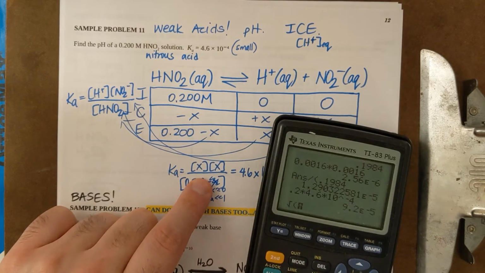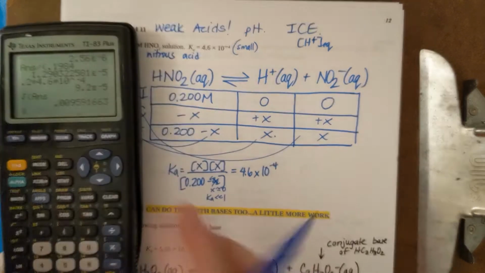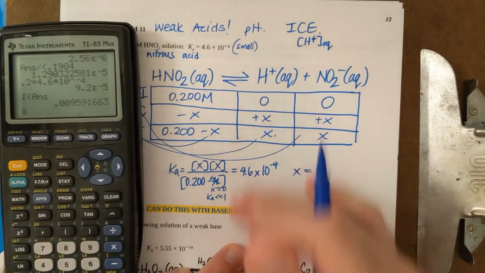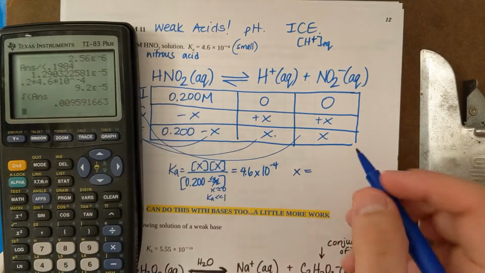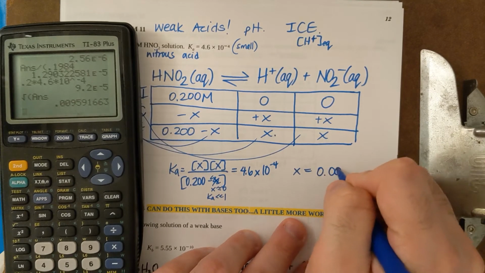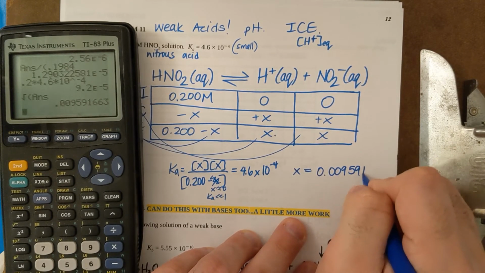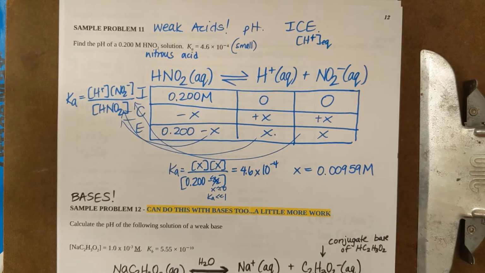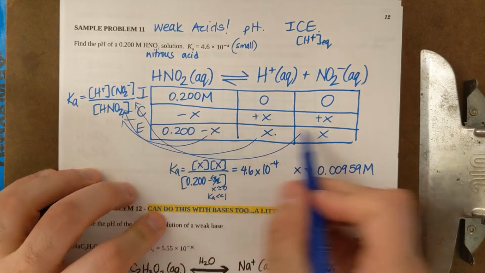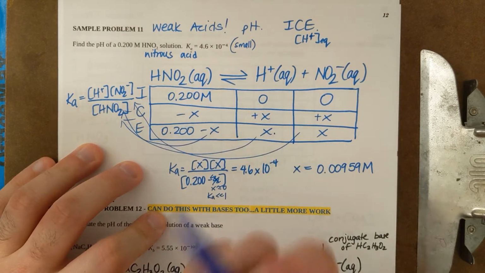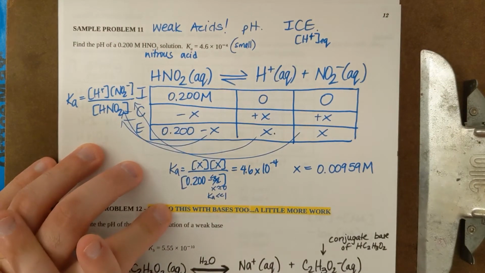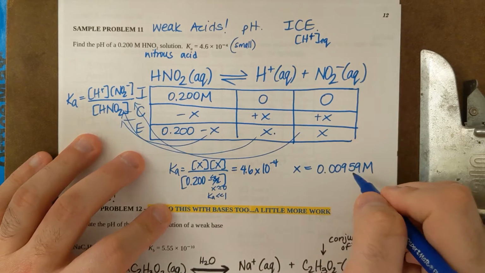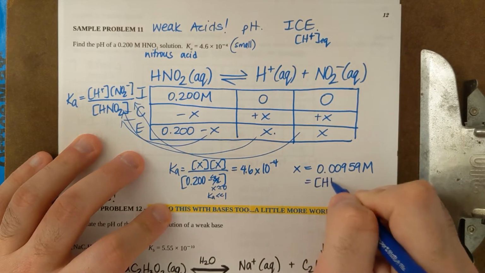Second square root, second answer, I get X equals, I didn't show all my work, all my work's on the calculator, X equals 0.00959 molar, because these values are going to be in concentration. I know this value of X needs to be in molarity because it's an equilibrium concentration. So my value of X is equal to my concentration of H plus.